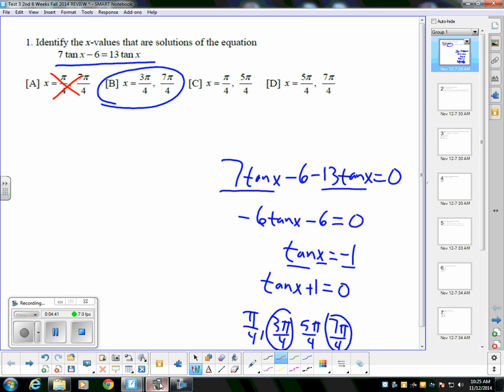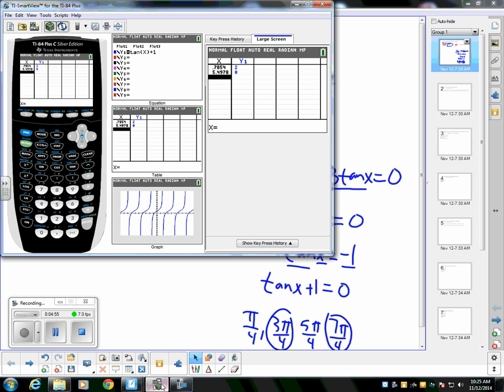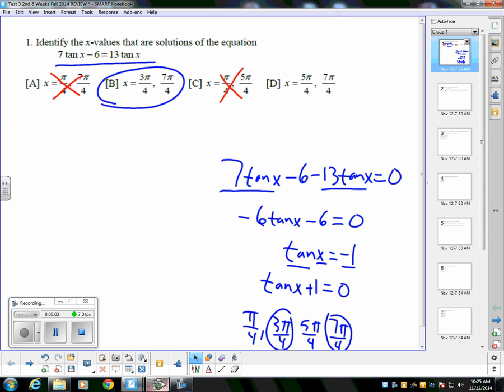I also know then that C can't work because it contains a pi over 4. Then the only other one I want to check is D, and the difference between B and D is D contains a 5 pi over 4. So I'll type in 5 pi divided by 4. That also doesn't work. So I can tell by elimination that B works.